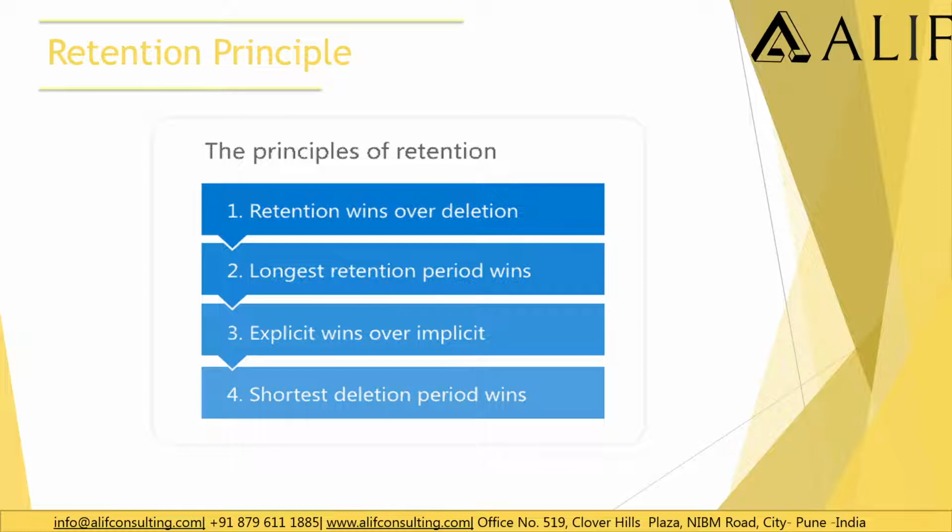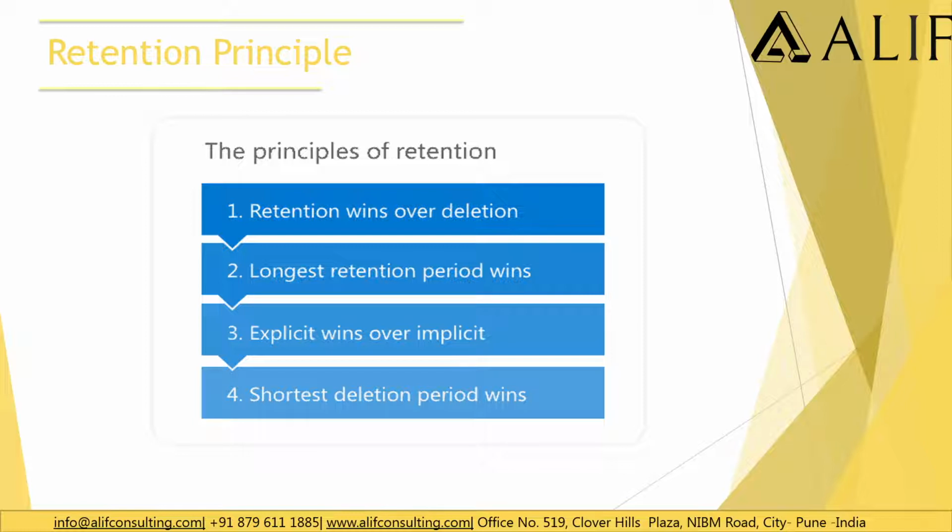So if there are two similar tags acting on the same mailbox, any tag which has a retention with it is going to win. Longest retention period wins. Let's say I have three or four tags on the same mailbox, one with 1 week, the second with 1 month, the third with 1 year, and the fourth with 10 years. Which tag is going to get applied? The one with the highest retention period.